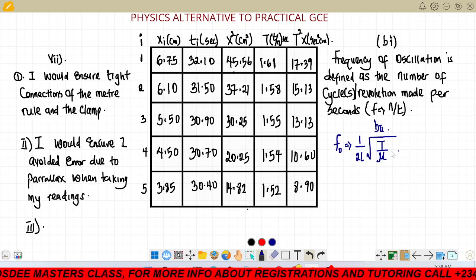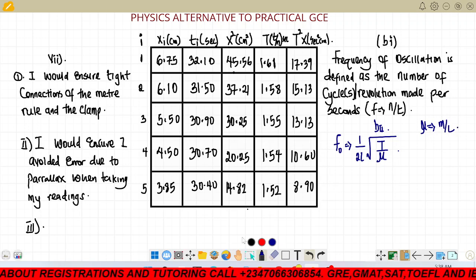But for this, I don't think it is needed, to be honest. So it is not tension over mass. Some of you write it as rho. Yes, rho is correct. Mu here means mass per unit length. So don't make a mistake when you are doing your calculations.